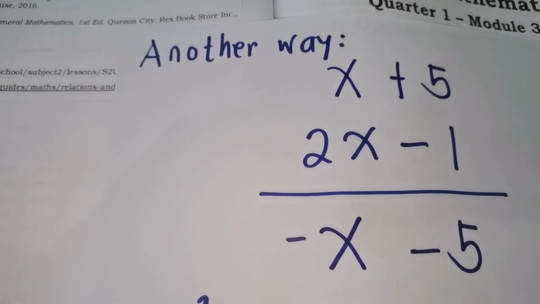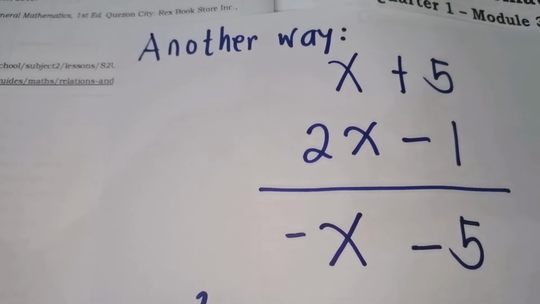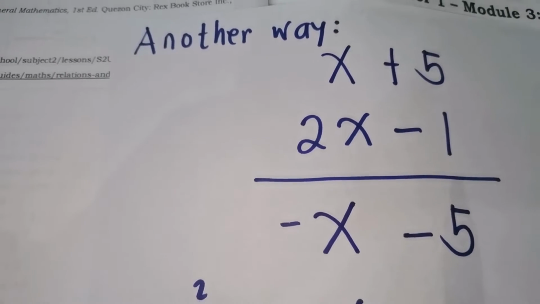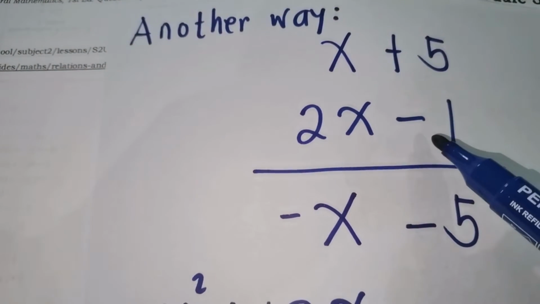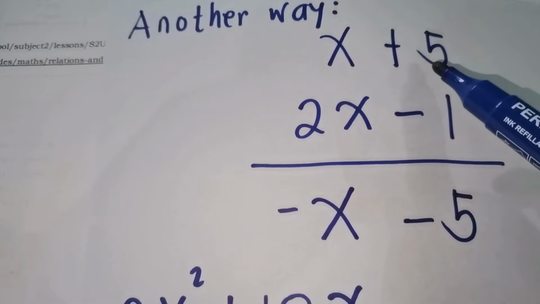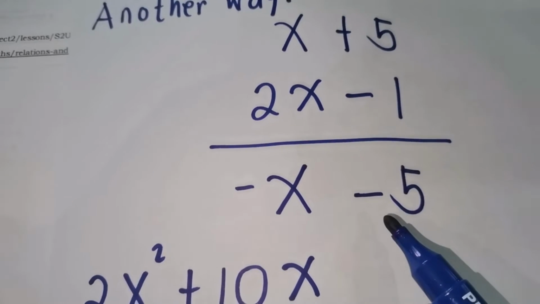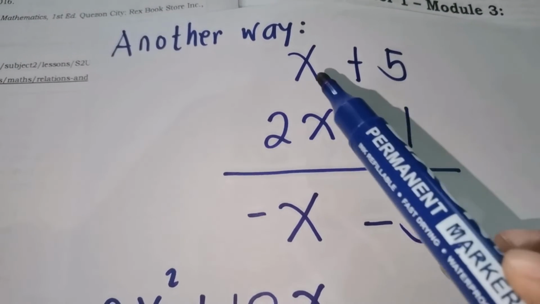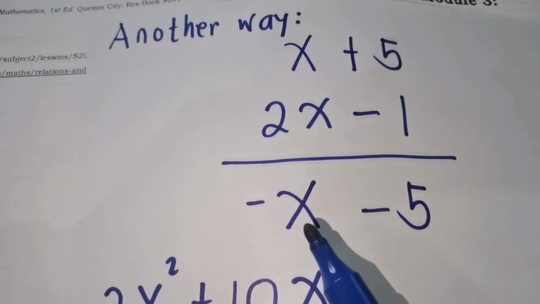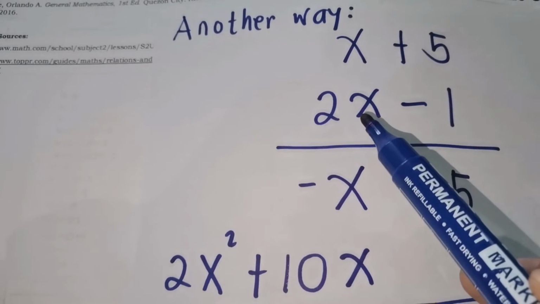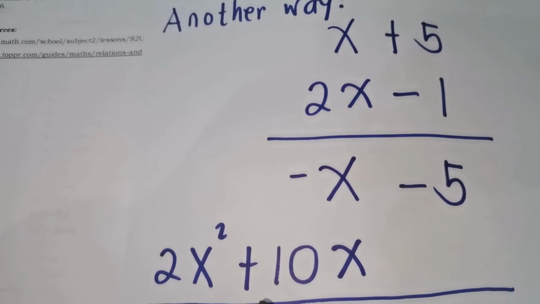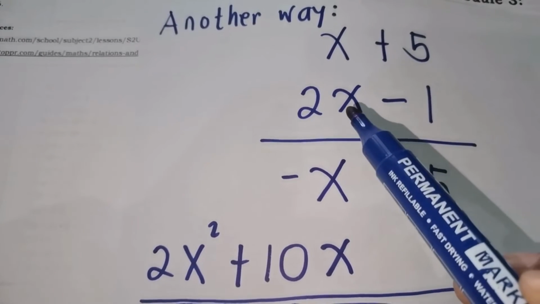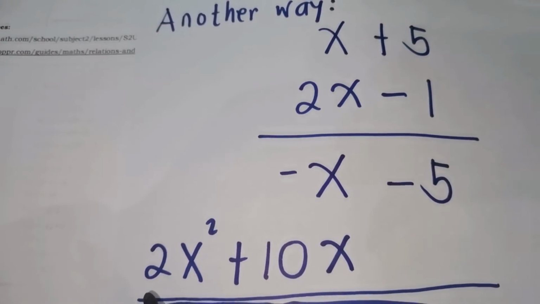We also have another way of multiplying x plus 5 and 2x minus 1. This is the common way of multiplying numbers. So we have negative 1 times 5, so we have negative 5. Next, negative 1 times x, we have negative x. The next step, 2x times 5, we have positive 10x. Then the last one, 2x times x, the answer is 2x squared.